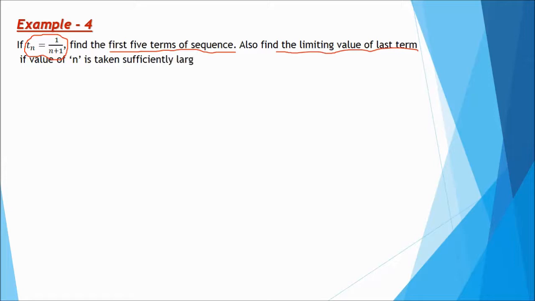Now be careful, the last term won't be 0 and it won't be that fixed number. It will approach, it will be nearer and nearer to that fixed number. Now that word approach is very important here. Let's see the solution.